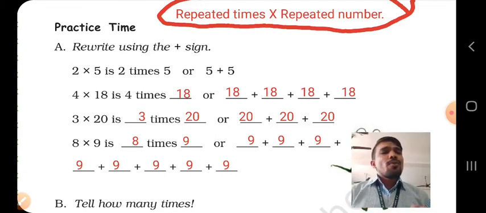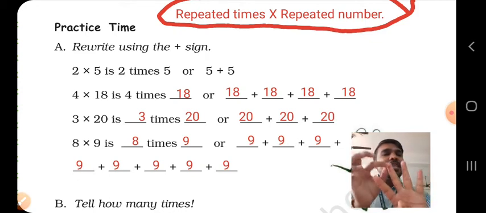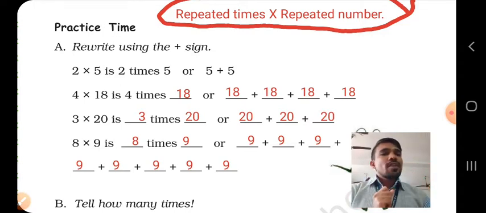Second, 4 times 18. How many times? 4 times 18. That is 1 time 18, second time 18, third time 18, and fourth time 18. So 18 plus 18 plus 18 plus 18. You can write it in that way. Instead of times you can put the cross sign. Okay, 3 times 20. That is 3 multiplied by 20. 1 time 20, second time 20, third time 20.